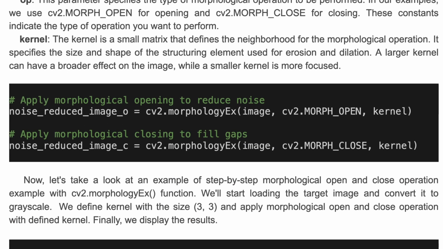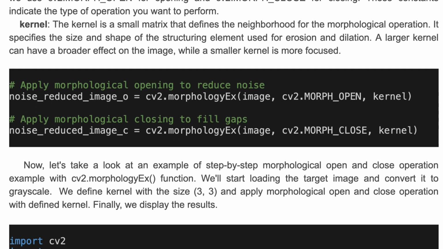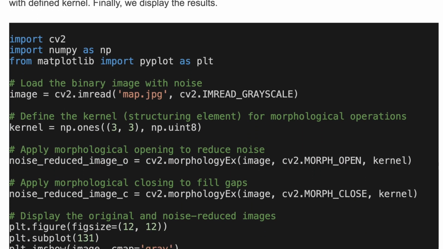Now let's take a look at a step-by-step morphological open and close operation example with the morphologyEx function. We'll start by loading the target image and converting it to grayscale. We define the kernel size and apply morphological open and close operations with the defined kernel. Finally, we'll display the results. Here is the source code.